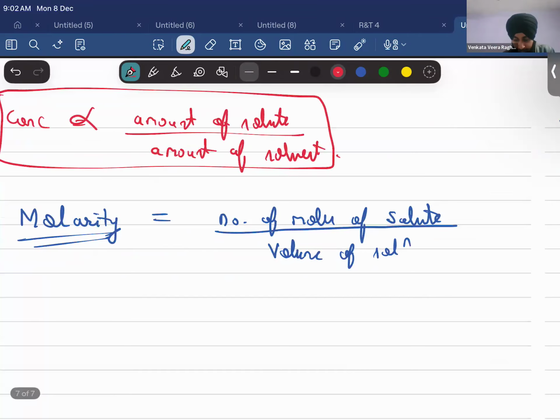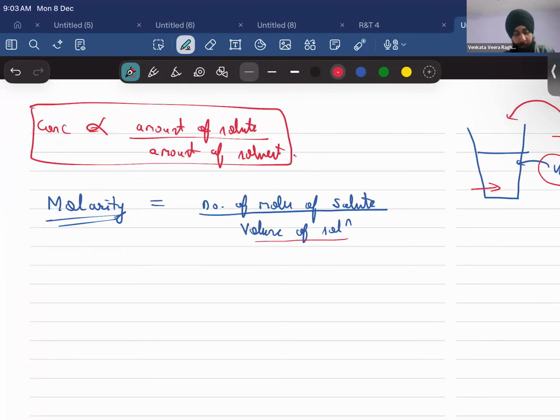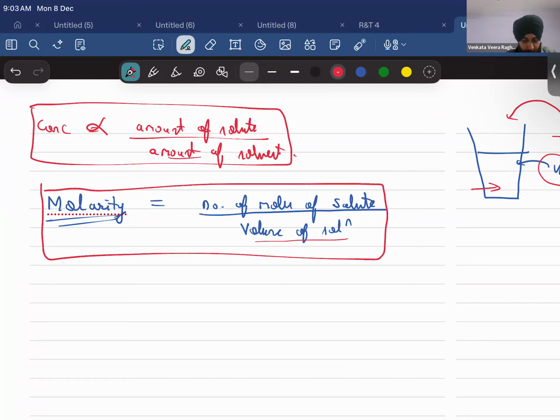That means here, if you are writing the volume of the solution, it is telling you about the amount of solvent only, nothing else. And that is how you define molarity. Very, very, very important for us.